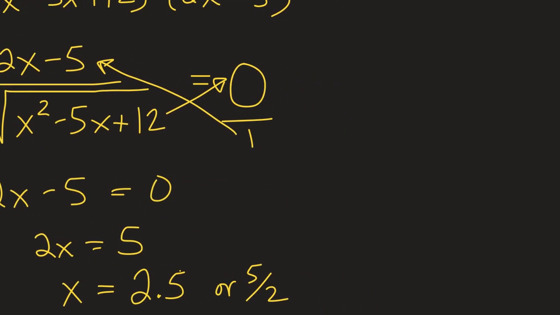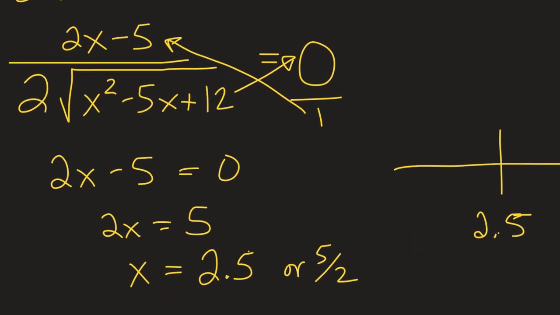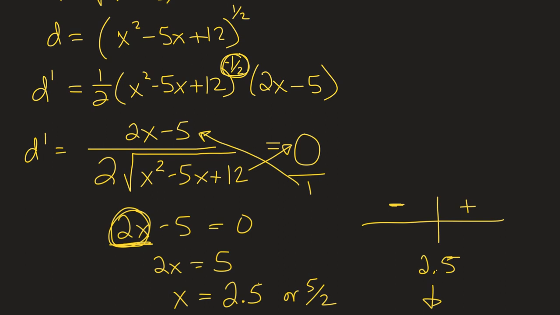So if we come over here and we do a sign analysis at 2.5, okay, we plug in a number less than 2.5. So if you plug in a number less than 2.5, like say 1 or 0, right? 2 times 0 is 0. 0 minus 5 is a negative value. So the left of 2.5 is negative. And what if we plugged in a number bigger than, like say 3, 2 times 3 is 6, 6 minus 5 is a positive. So sure enough, your slopes change from negative to positive, which means this is in fact going to be your minimum value. Okay, so we have a minimum value when x equals 2.5.